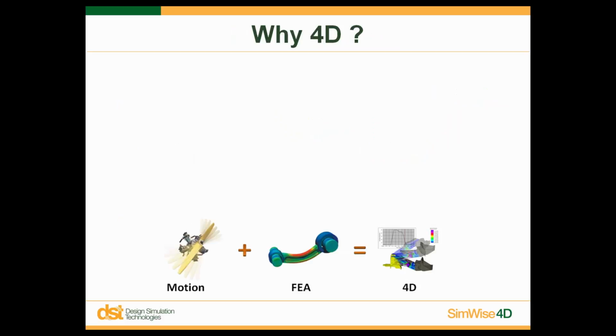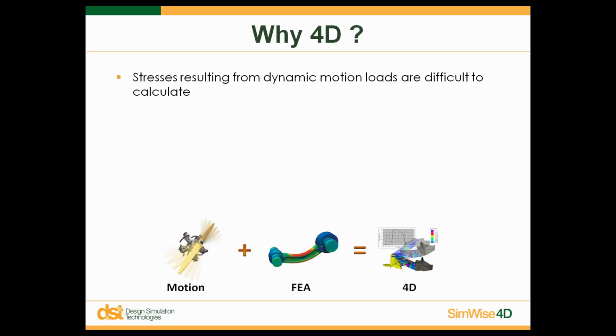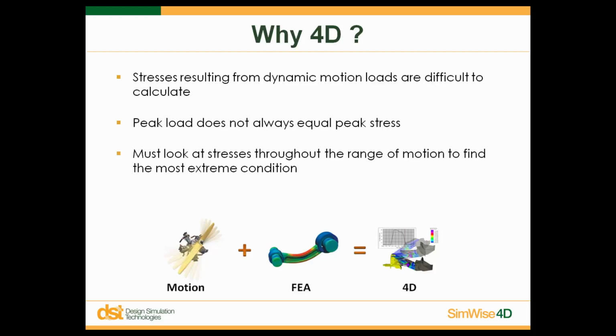Why the 4D? Why SimWise4D, where we have that combined motion and stress analysis together? Because stresses resulting from dynamic motion situations can be very difficult to calculate by hand if you've ever tried that. Peak load does not always equal peak stress. Just because something is in a maximum state of bending doesn't necessarily mean that it's not also in a high state of shear. Or vice versa.